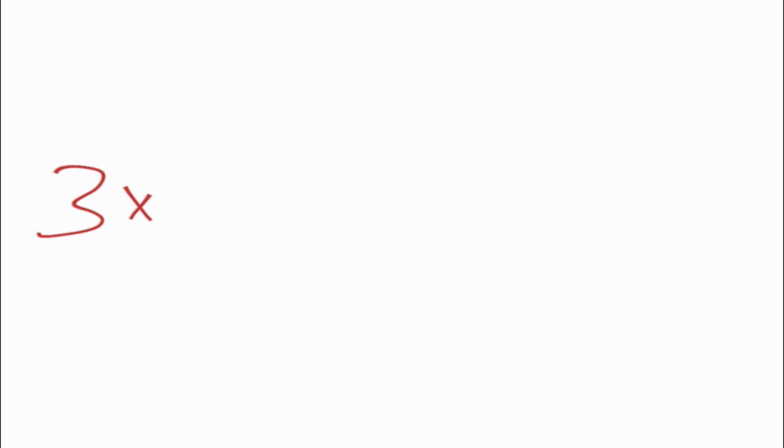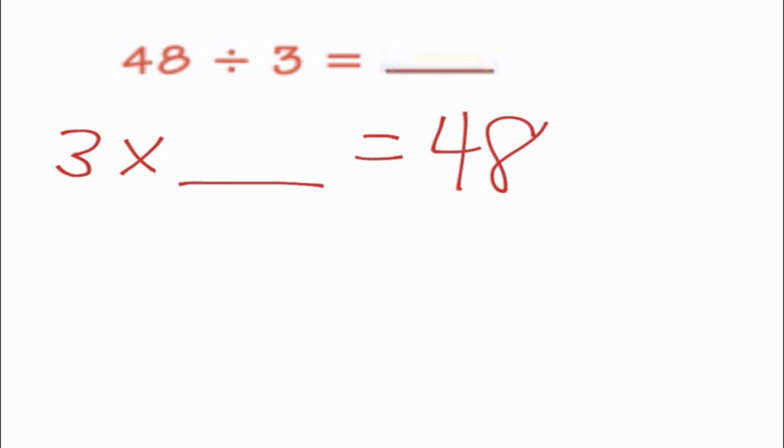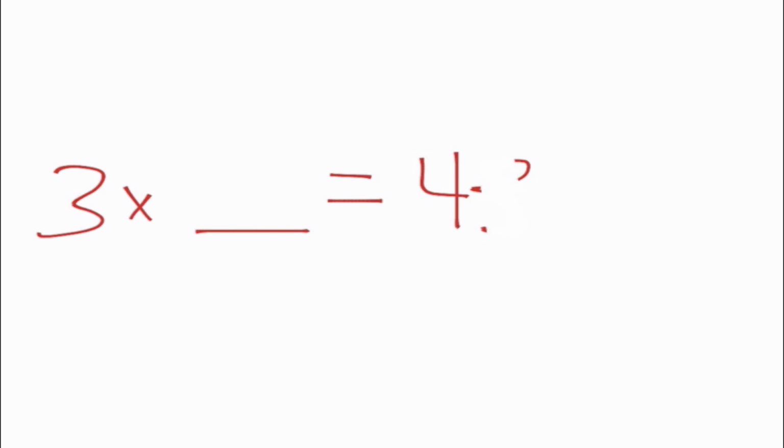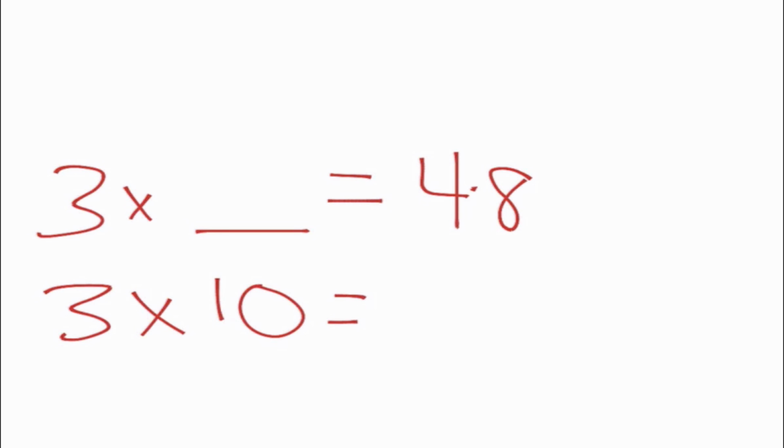Well, we were solving 3 times blank is going to give us 48. I'm sorry, I'm going to erase this. 48. Again, I'm going to use my easy peasy number, so I'm going to start with 10. I know that 3 times 10 is 30. And I'm going to look at the number above. I know I need one more 10 to make it 40, and I need 8 in my ones place to make it 48. So again, I'm going to think 3 times what is 18?